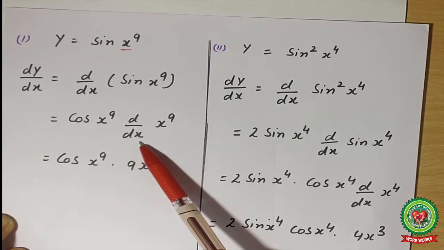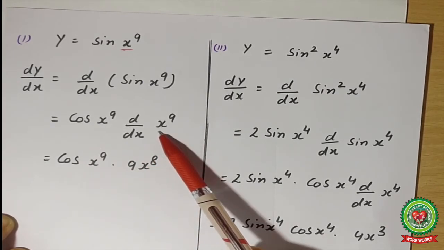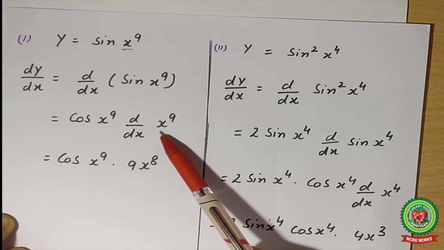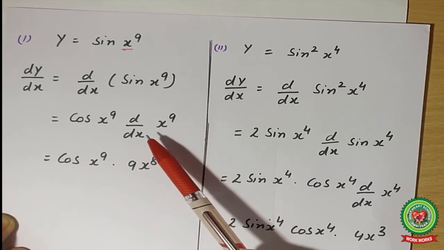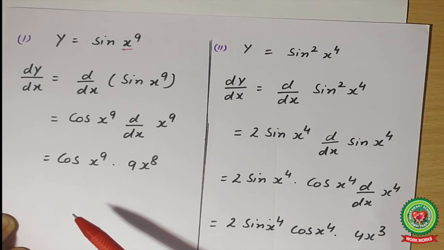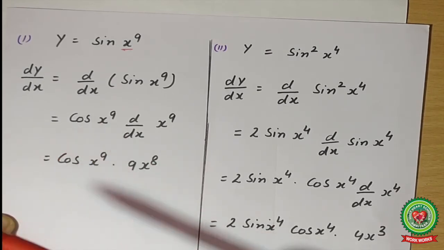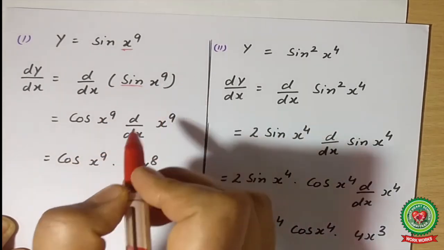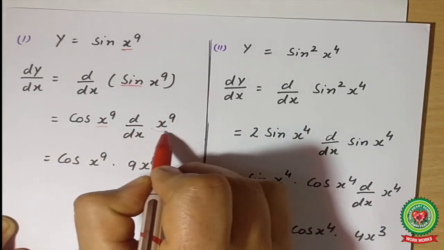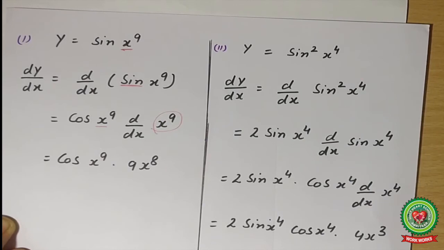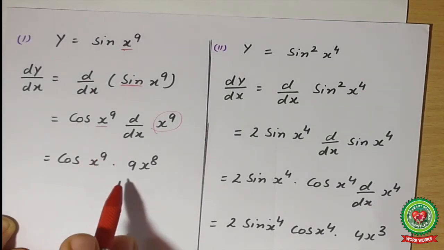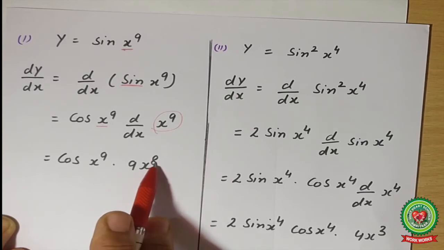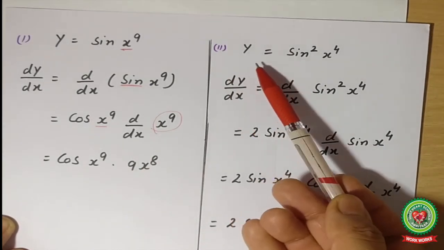Now d/dx of the angle, whatever the angle is, it may be 2x, it may be x raised to power something, or the angle may be cos x again. That means first of all we will do the d/dx of the t ratio, then we will take the angle as the function. Clear? Of course, d/dx of x raised to power 9 is 9x raised to power 8. Then we will take one more example.